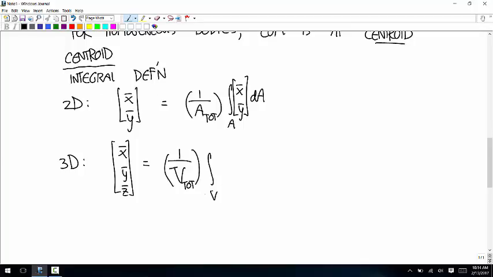This one's over the whole volume. X bar, Y bar, Z bar is equal to 1 over the total volume times the integral of X bar, Y bar, Z bar times the increment in volume.